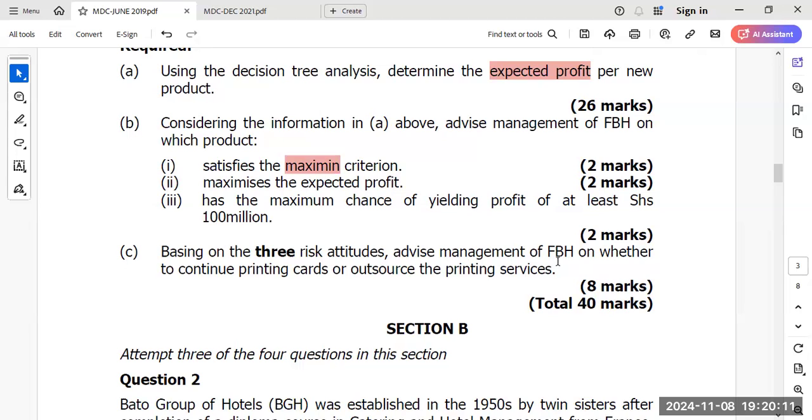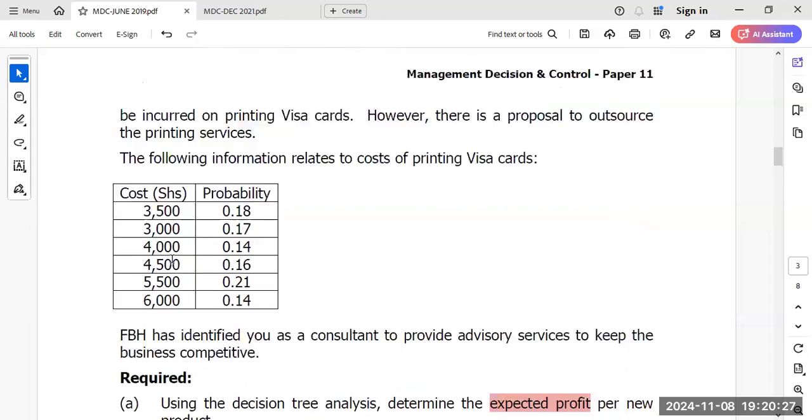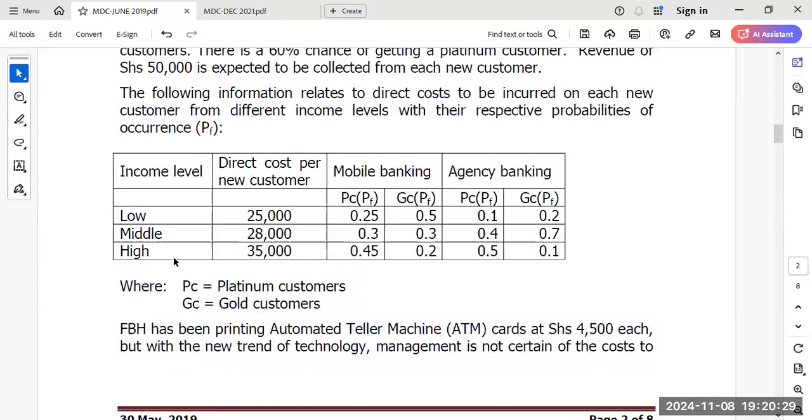So part C, basing on the 3 risk attitudes, advise management of FBH on whether to continue printing cards or outsource the printing service. So highly likely this part C is not coordinated with part A and B, as we are going to see in the case study.